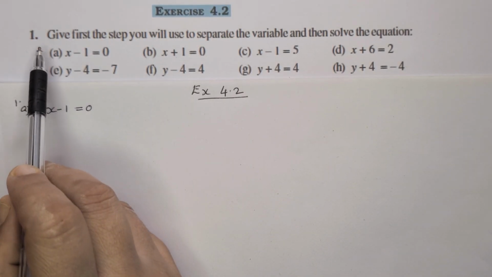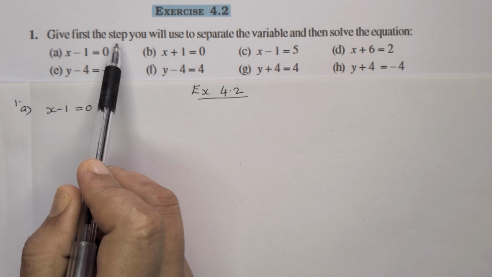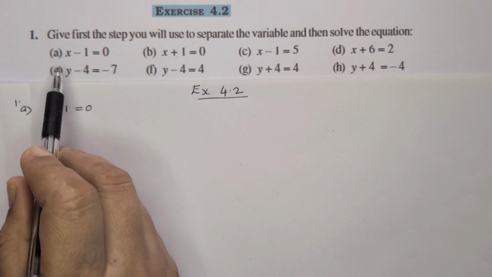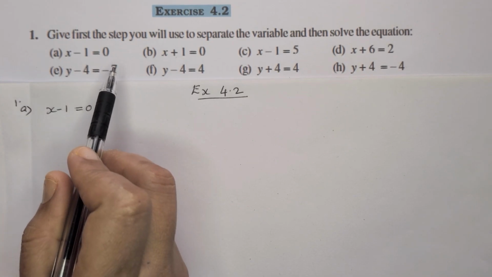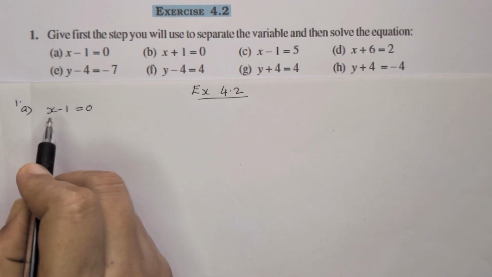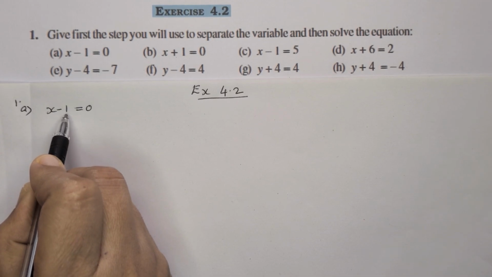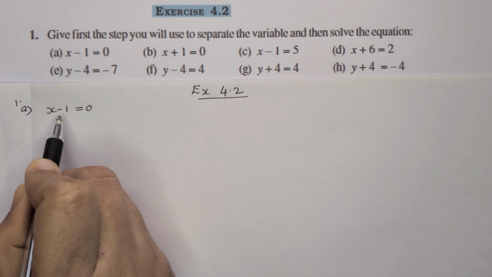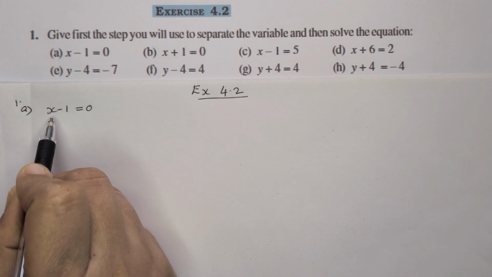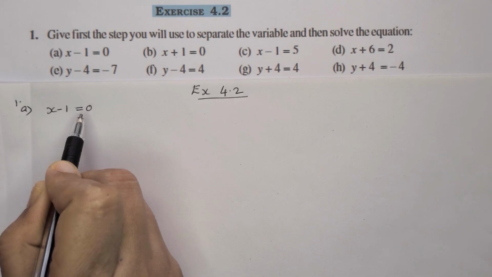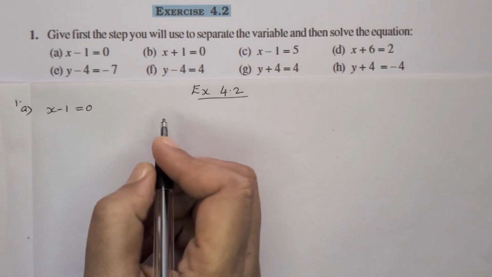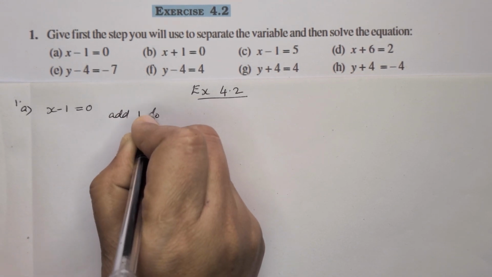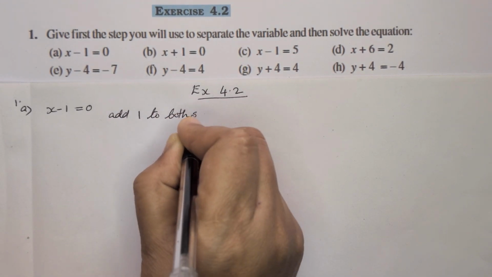Exercise 4.2, question number 1. Give first the step you will use to separate the variable and then solve the equation. First one, x minus 1 is equal to 0. To separate the variable, on the left side we can see minus 1 is there. So to remove that, we have to add 1. When we are adding any number, we have to add on both sides of the equation. So we can write here, add 1 to both sides of the equation.